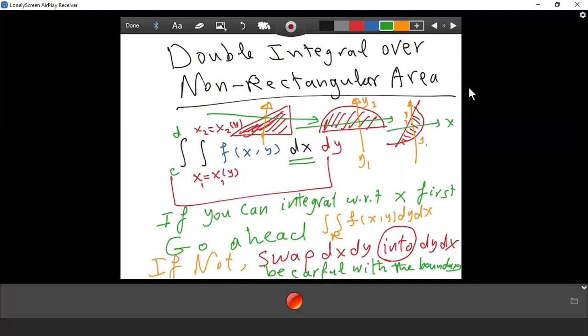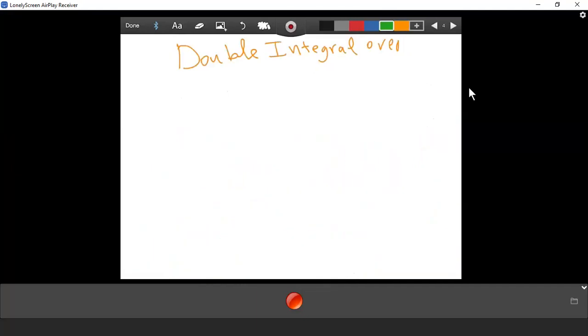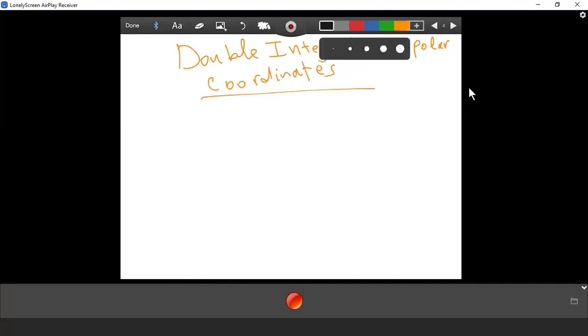Is it clear? Now I can start with double integrals over polar coordinates. Are you voluntarily going for polar coordinates? Of course not. If it is compulsory, yes. If it is optional, why would I go for polar coordinates? It is easy for me to deal with Cartesian coordinates, but sometimes you have to go to polar coordinates. How does it come about?